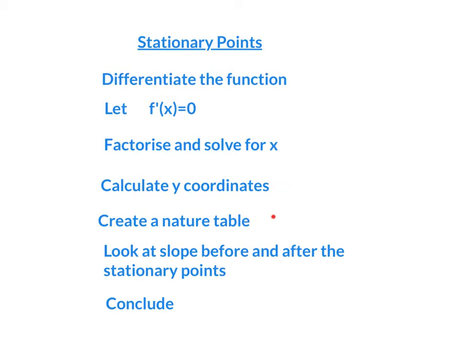We'd create a nature table for each of the x coordinates of the stationary points. We would use that table to help us look at the slope before and after the stationary point, to see what the gradient was like before we became stationary and what the gradient's like a little bit after we became stationary. From that we can get a conclusion as to the shape of the stationary point or the nature.